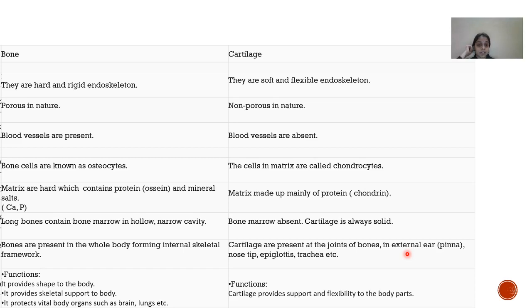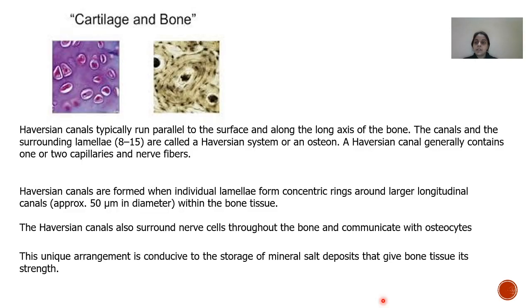So that's how you can stretch, right? And coming to function, they provide support and flexibility to the body parts. So let us see the diagram. So this is the cartilage. And what you see is a group of cells. Now you can see two cells over here. So those are chondrocytes. Surrounding that, it will be lacunae.